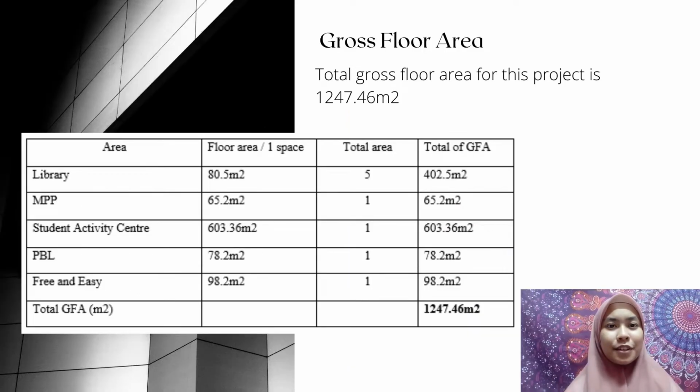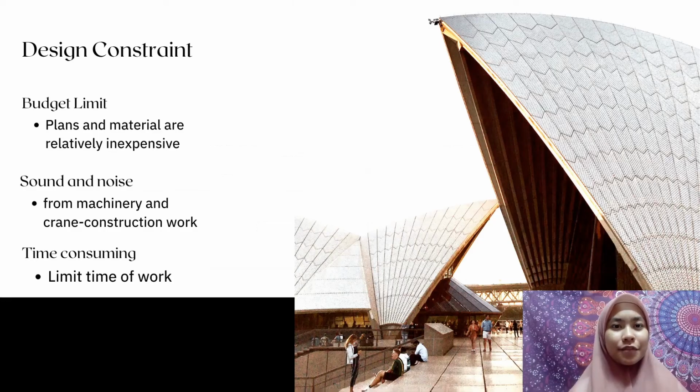Total gross floor area for this project is 1247.46 meters square. The areas included in this project are library, MPP, student activity center, PBL, and free and easy. The design constraints for this project: first, building limit. The architect provides their plan and the materials recommended are relatively inexpensive. The client advised the architect to suggest materials that are both economical and of good quality in order to save money. Other than that is sound and noise.